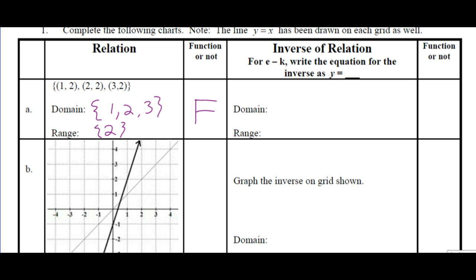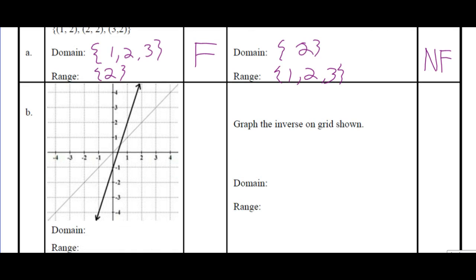I'm going to use F and NF. So yes, it's a function. Inverse of the relation. So what's the domain of the inverse, and what's the range? Function or not a function? F or NF? Not. Why not? Because the points are (2, 1), (2, 2), (2, 3), and you have an element of the domain with repeated range elements.